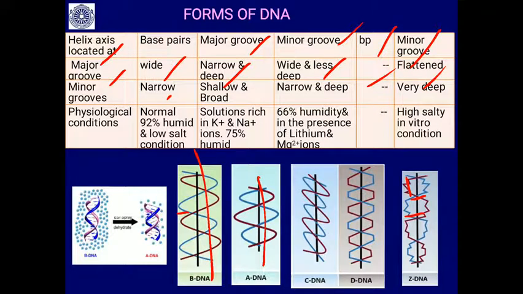Then physiological conditions: here 92% humidity, low salt condition, B form. In a solution rich in potassium and sodium, with 75% humidity, A form. Then 66% humidity and in the presence of lithium and magnesium ions, C form. We don't know the conditions for D form, when D form occurs. And in a high salt solution, Z form. So this is a hydrated B form, 92% humidity. When less hydrated it turns to A form.